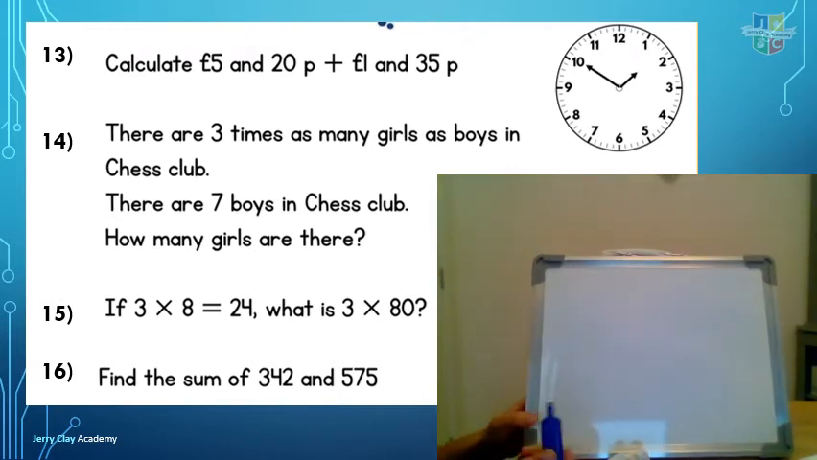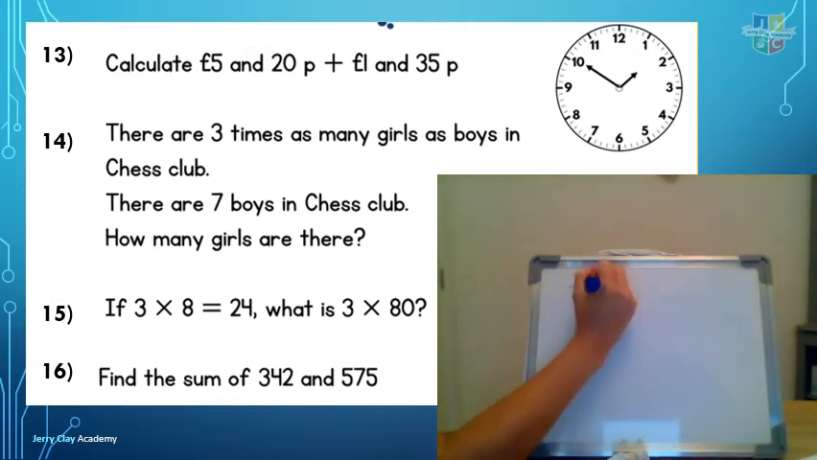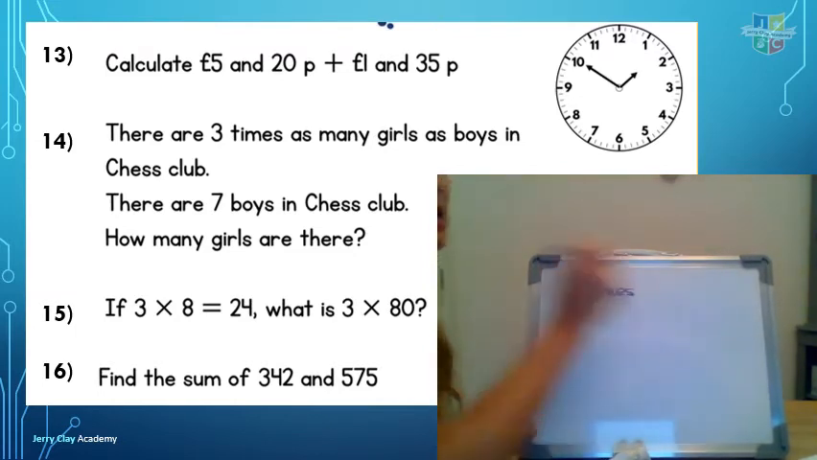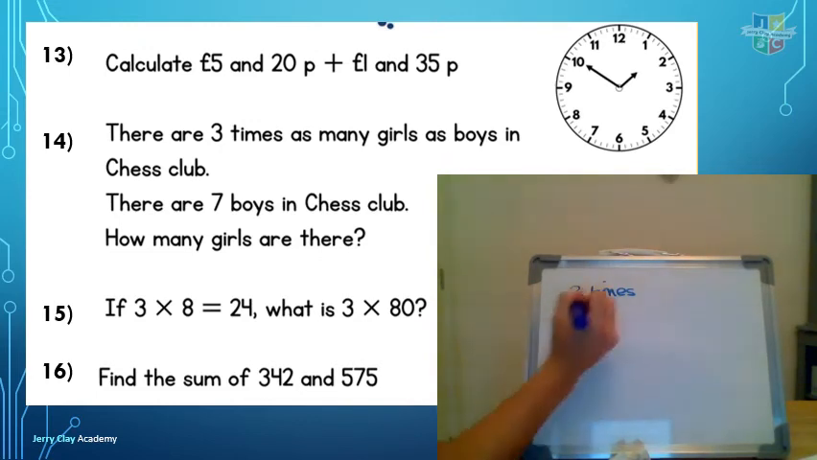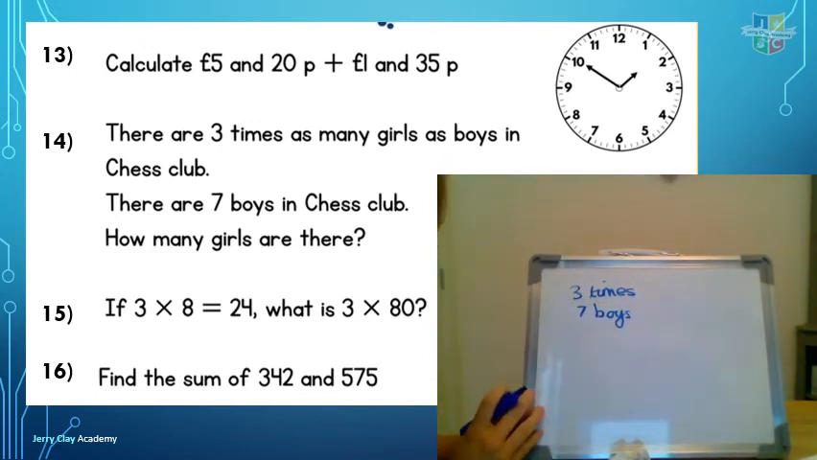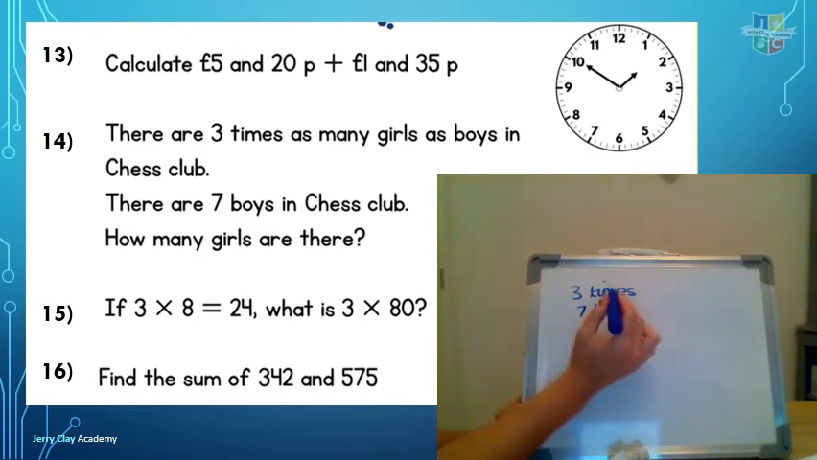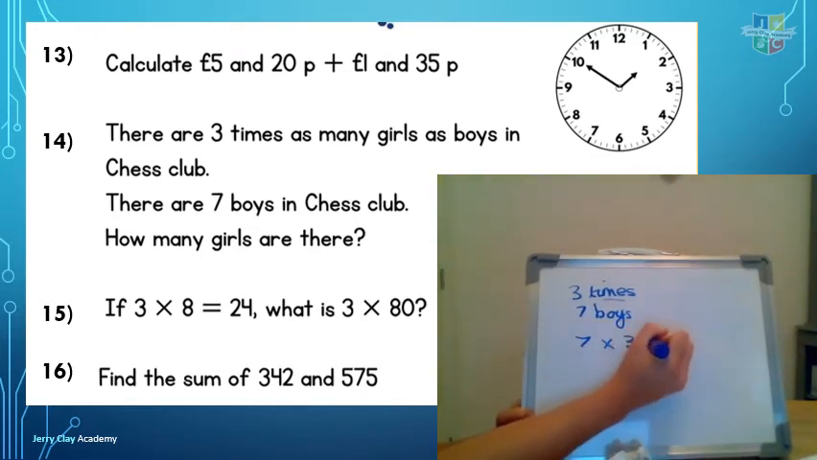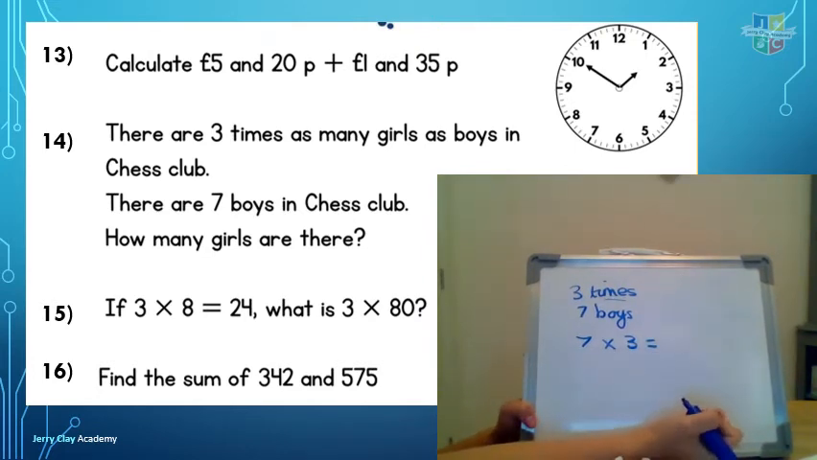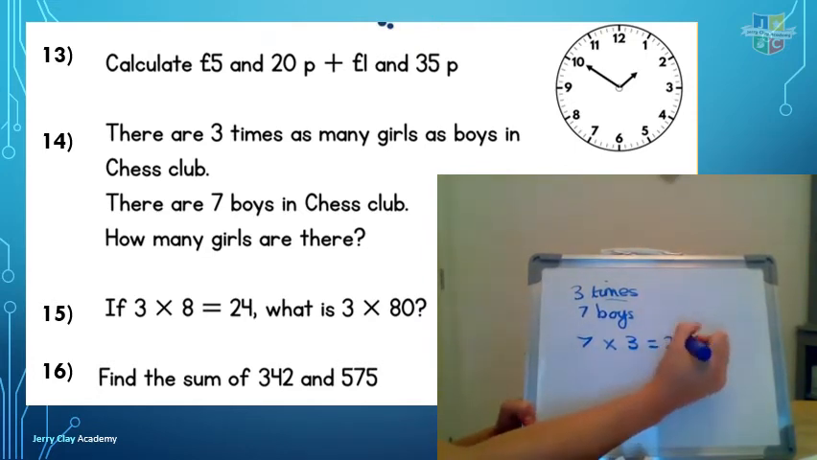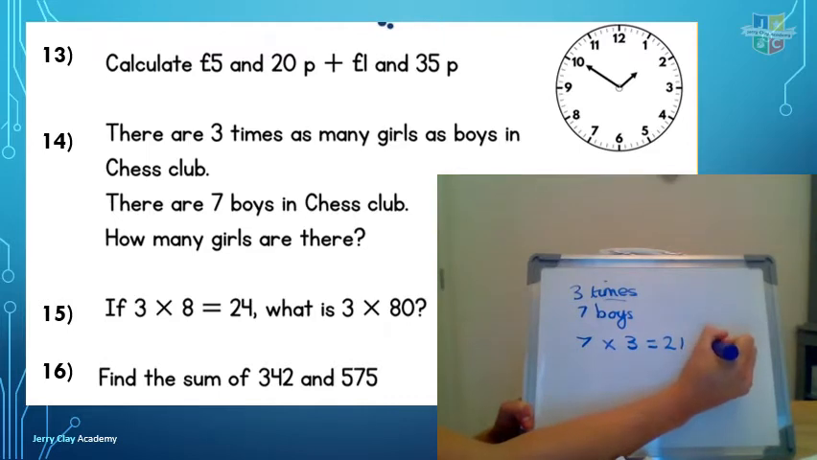Okay, so for number 14, there are 3 times as many girls as boys, so I'm writing the keywords down. There are 7 boys in a chess club. How many girls? Well, my keyword there is times, so I'm going to do 7 times by 3, because there's 7 times as many girls, and I know my answer will be 21 girls.